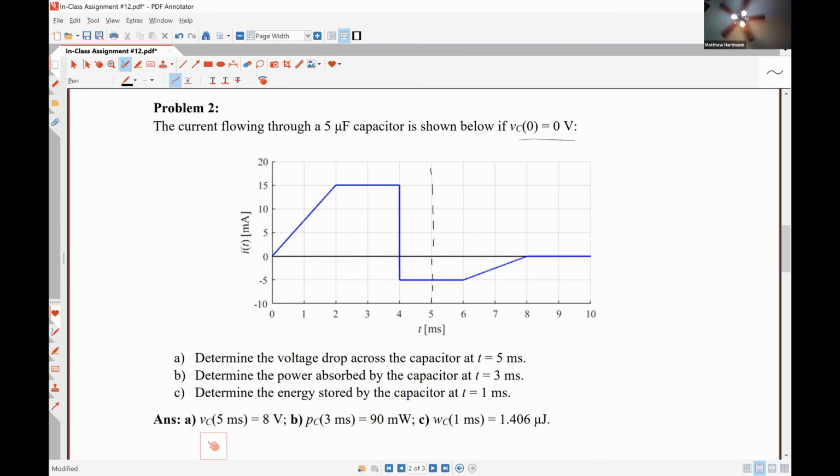So we're given the current and we want to know the voltage. Which equation should we be looking at here as guidance? The 1/c integral from t naught to t. Right. So VC of t is 1/c the integral from t naught to t of IC of x dx plus VC at t naught, where we're told that that guy is 0.